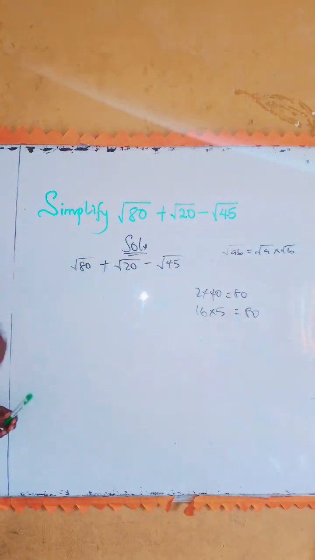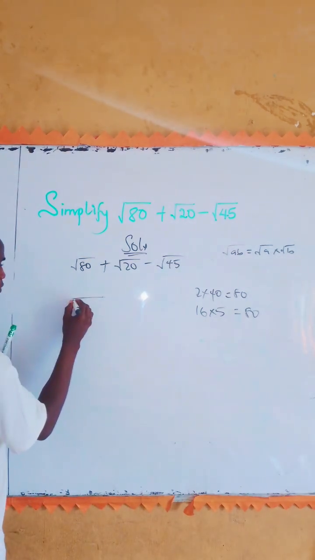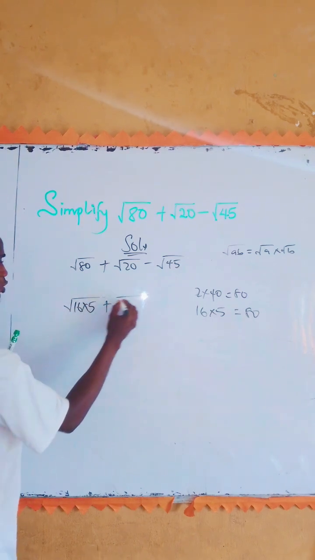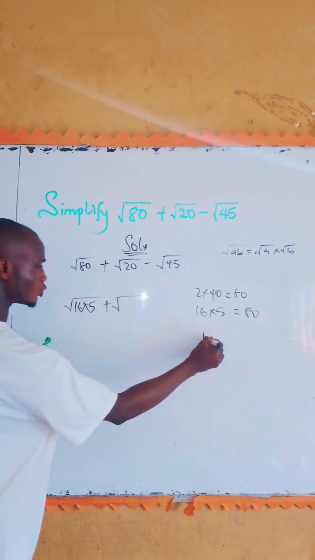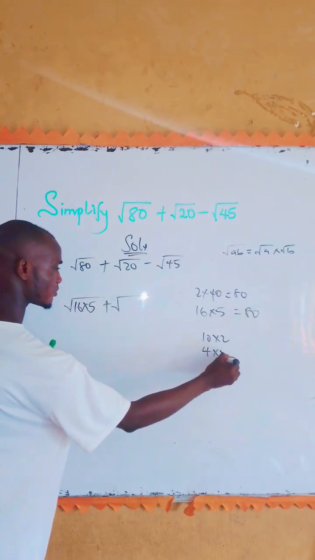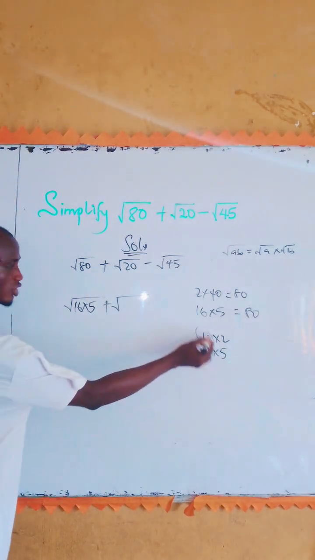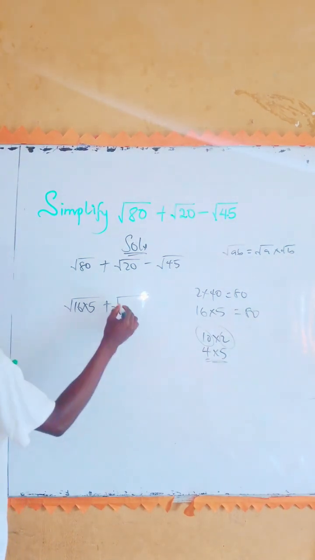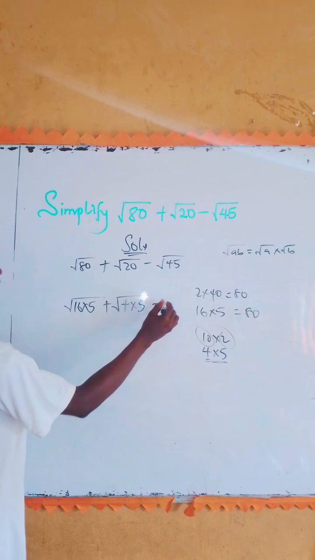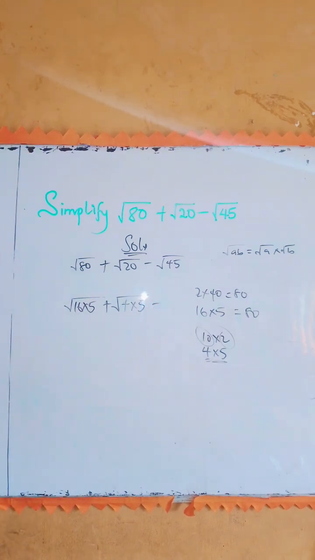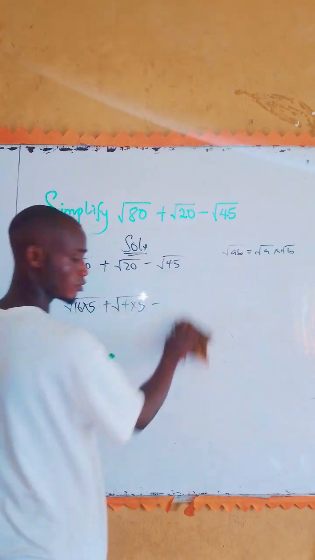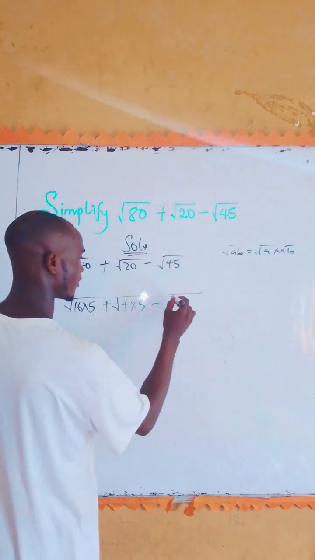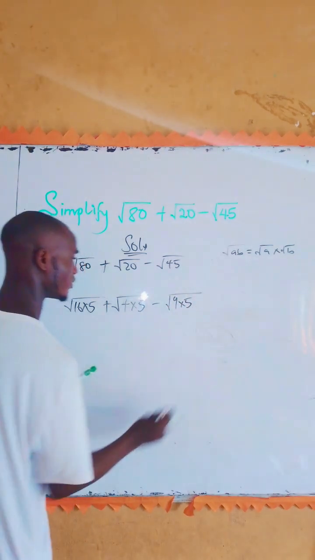It's going to be the square root of 16 times 5, plus the square root of 20. We can say 10 times 2 is 20, and 4 times 5 is 20 also. 10 is not a perfect square, 2 is not a perfect square, but 4 is, so we are going to use this one. It's going to be 4 times 5. Minus the square root of 45: 9 times 5 is 45. We're going to have 9 times 5 to be 45.